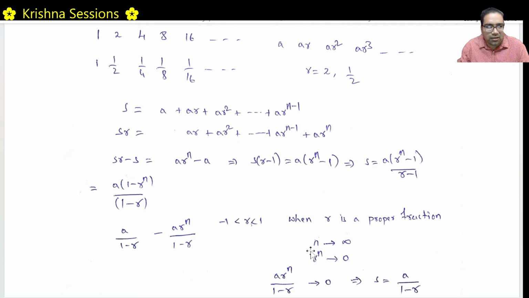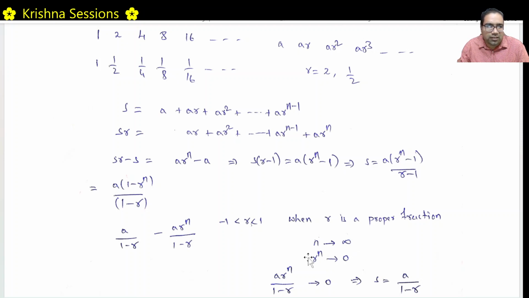Then what will happen? When n becomes very big, r power n becomes very small, right? Any proper fraction, let's take half. Half power square, 1 by 4, is actually smaller than half. If you increase the power, this r power n will reduce further and further. Ultimately, it will become very close to zero. As n tends to infinity, r power n tends to zero.